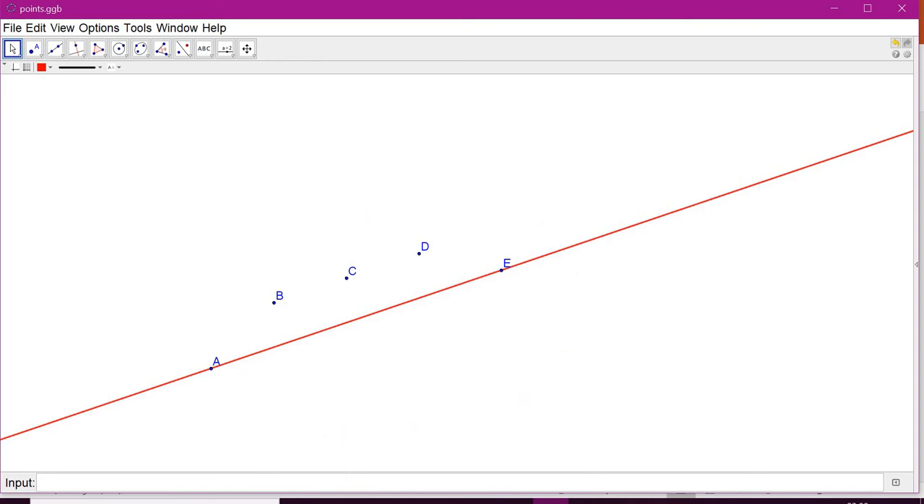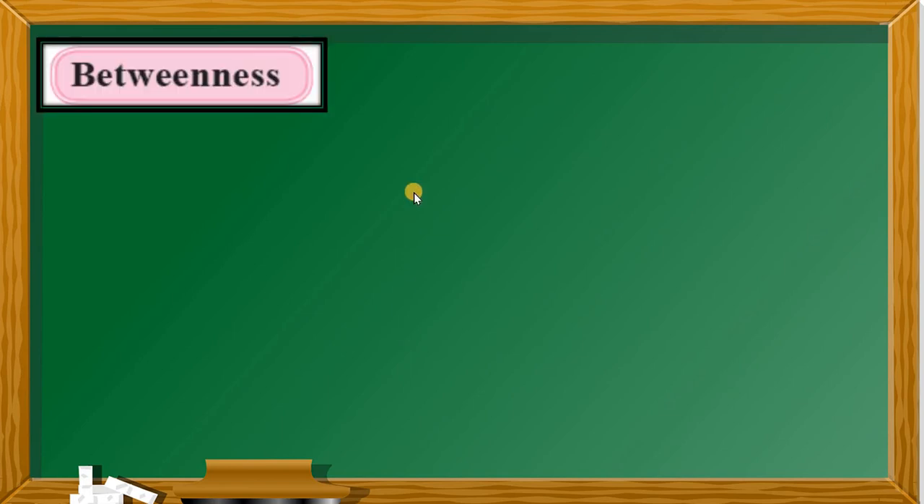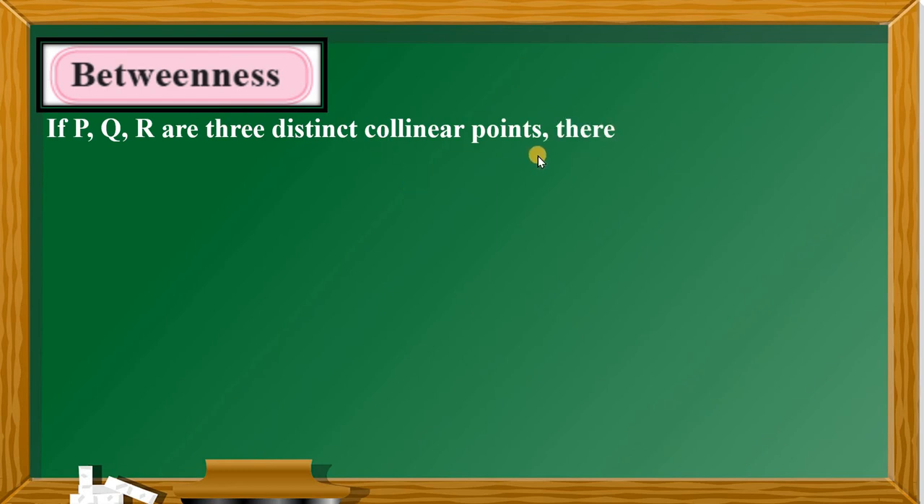So what are collinear points? Points which lie on the same line are called collinear points, and all those points which are not contained on the same line are called non-collinear points. Now, having understood what are collinear and non-collinear points, let's go to the next concept, that is betweenness. Now if I take P, Q and R to be 3 distinct collinear points, then there are 3 possibilities. Let's take one possibility at a time.